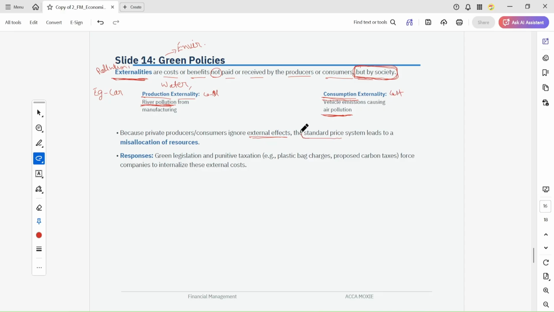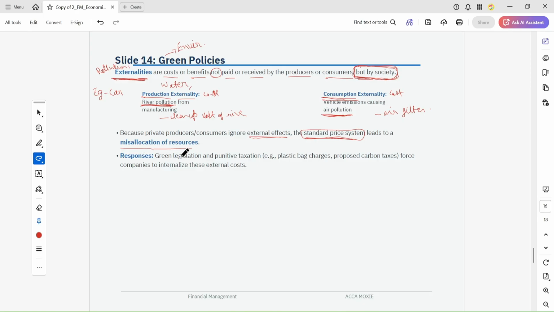So the standard pricing system does not include the pricing for the cleanup cost of the river and the air filter. These types of costs are not included in the standard pricing system, and when you don't include that, there will be a misallocation of resources.